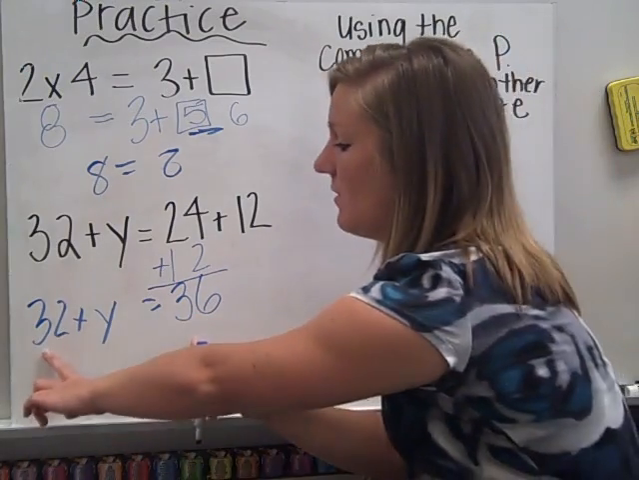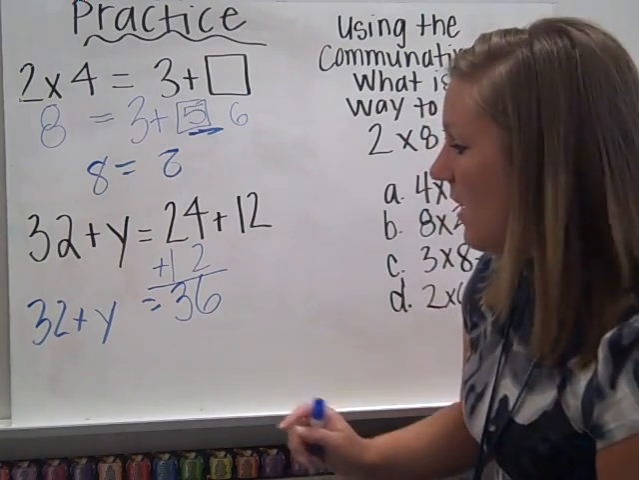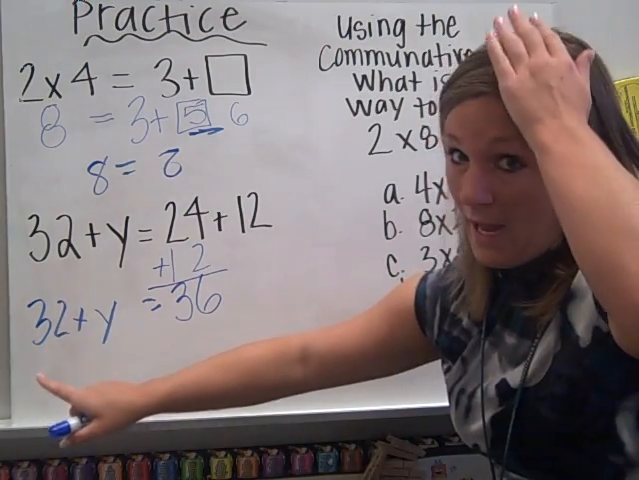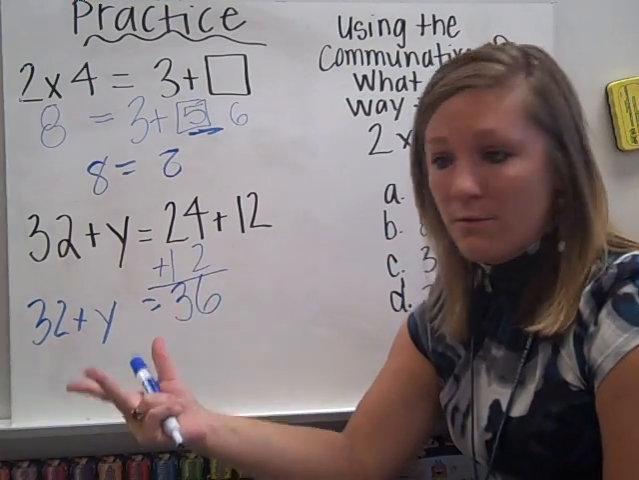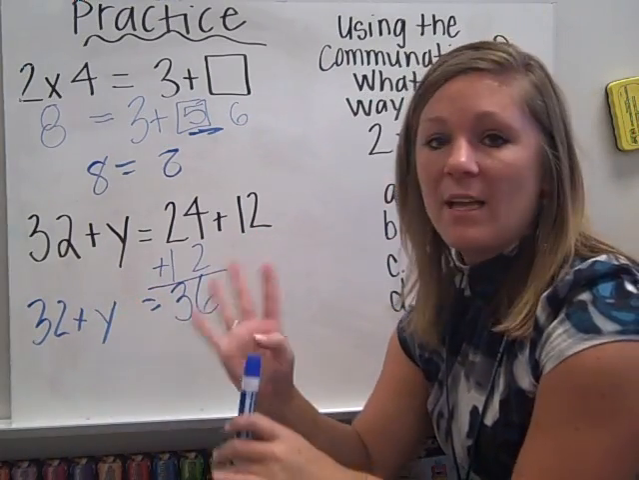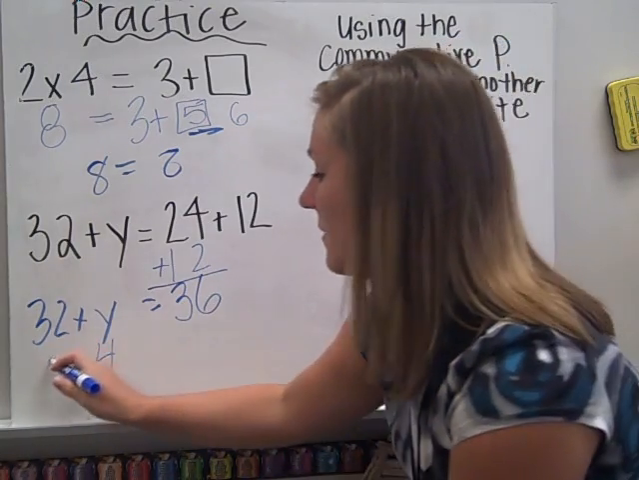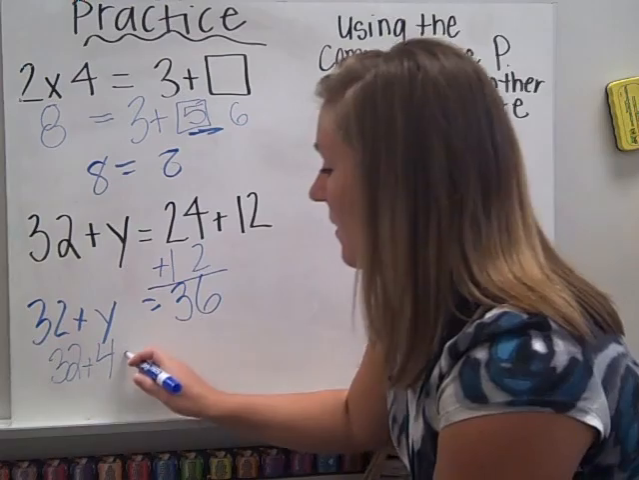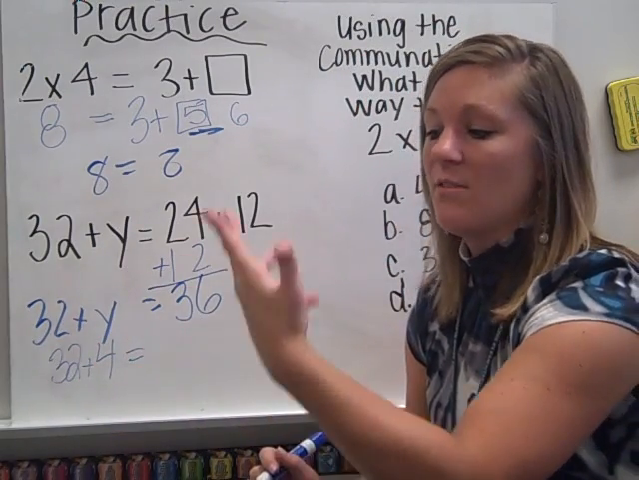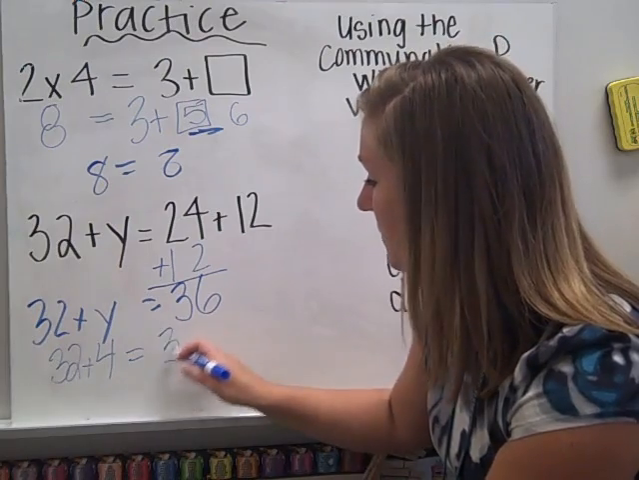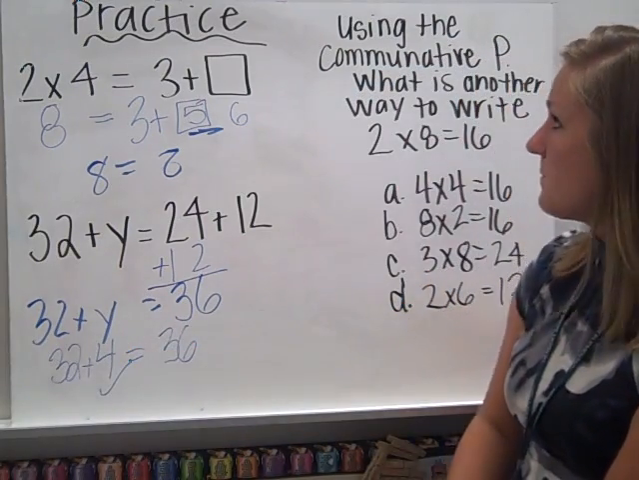Okay, I see here that they are close in numbers, so I'm just going to use the counting on. So I'm going to put 32 in my head and count on 33, 34, 35, 36. Okay, and I've counted on 4. So I think that y is 4. Let me check. 32, 33, 34, 35, 36. Yes, I am correct. So the correct answer, y, would equal 4.